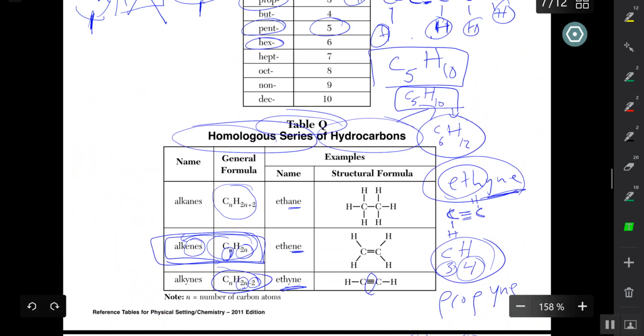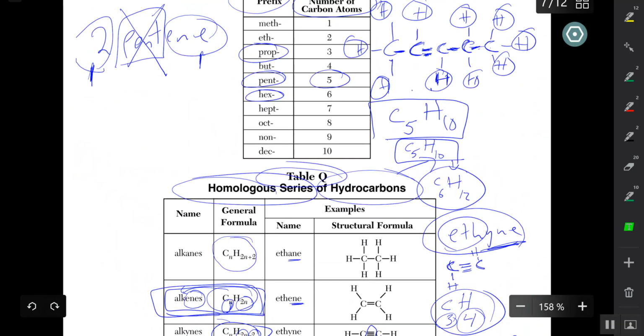Now, just one more example. If I said I want 2-pentyne, then I would have 1, 2, 3, 4, 5 carbons, and then there would be a triple bond here. And then everything else will be single bonded, and I will add my hydrogens as well. This one does not need a hydrogen because it's already bonded 4 times, so I just need 1 hydrogen here.